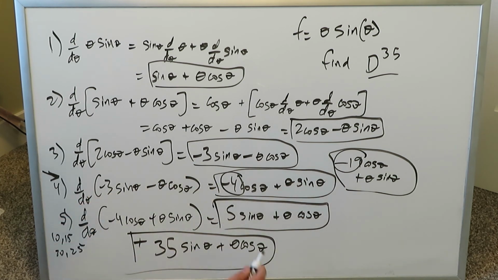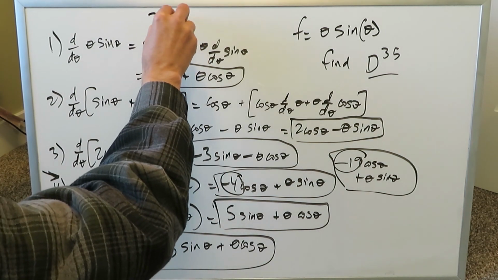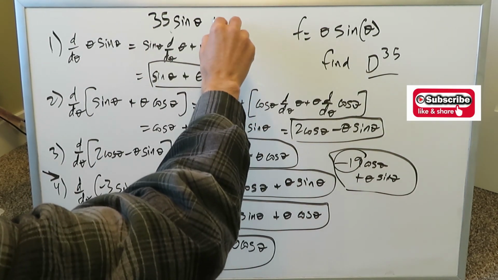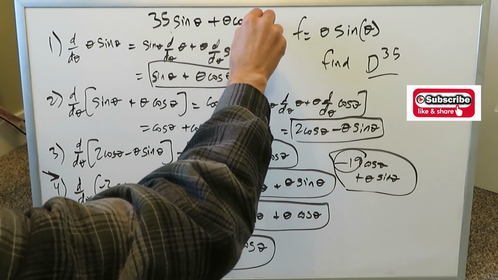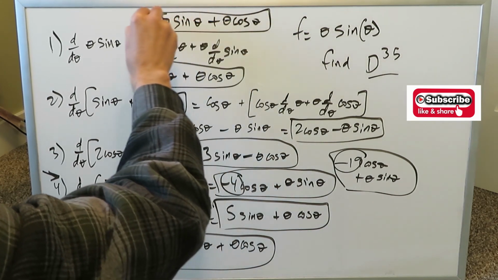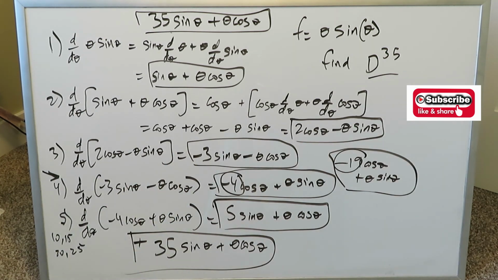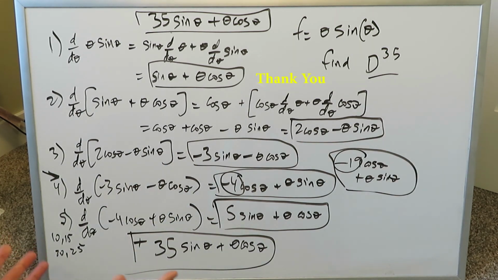It's good for you, it's good for me, and I'm happy with this answer. My answer, I'm putting it right here on the top, is 35 sine theta plus theta cosine theta, and that's your 35th order derivative for that function presented over there. And this right here is this video completed.